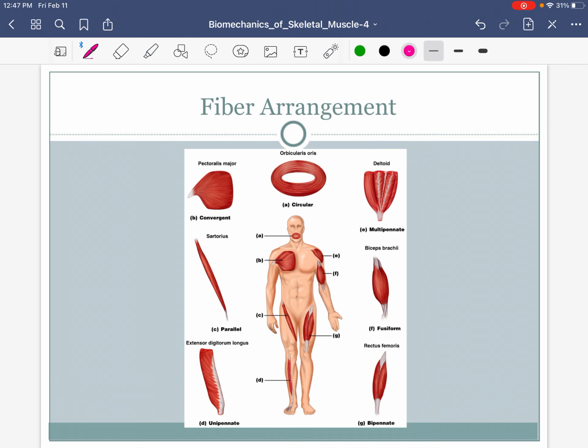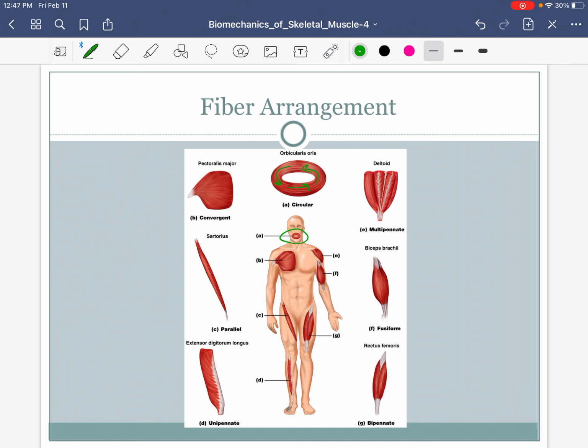Skeletal muscles can have their muscle fibers arranged in different ways. The orbicularis oris is a muscle that goes around your mouth. If you look, the fibers go in a circle. And what we find is the arrangement of the muscle fibers, the muscle fiber direction, is structured based on the function. Because when we chew, we need to be able to move our mouth in all sorts of ways, it is beneficial to have this circular arrangement.